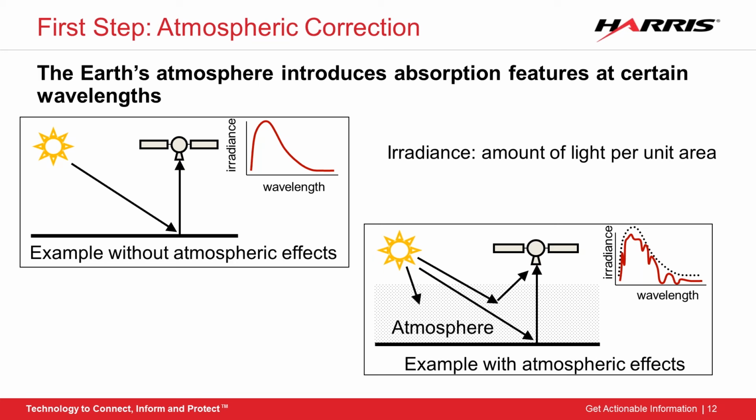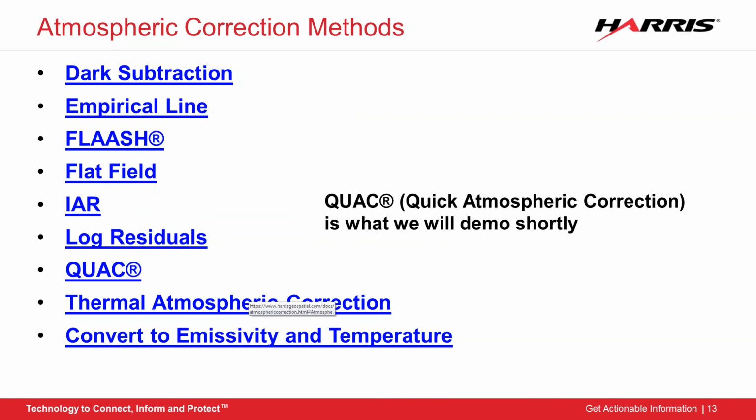First is atmospheric correction. The basic idea is shown in these two graphics. On the left, there's no atmosphere, and there's a little plot of irradiance versus wavelength. Irradiance is just the amount of light per unit area. Once you introduce something like atmosphere, the second plot on the lower right, irradiance versus wavelength, is different. It's no longer a smooth black body spectrum. There are different regions with absorption features, and that's from different gases in the atmosphere: water, carbon dioxide, ozone, and other things as well.